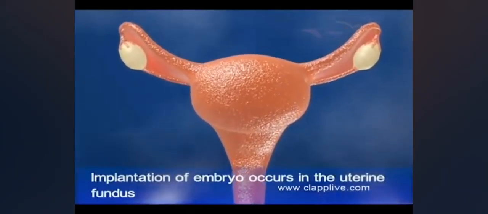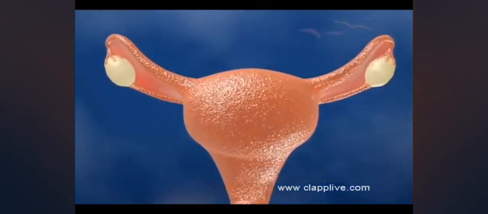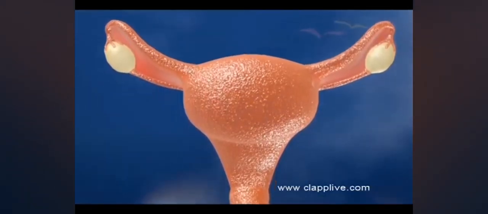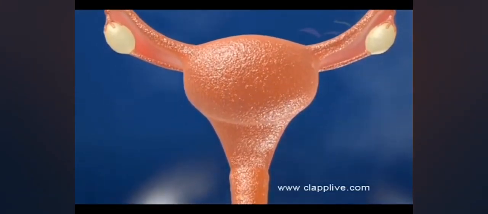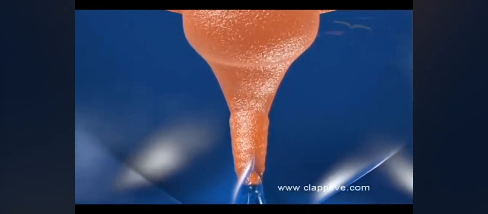Implantation of embryo occurs in the uterine fundus. It is the site of fetal growth during pregnancy. The cervix is composed of powerful sphincter muscles. It is strong enough to hold the weight of the fetus and amniotic fluid against the pull of gravity during pregnancy. The cavity of the cervix is called the cervical canal.